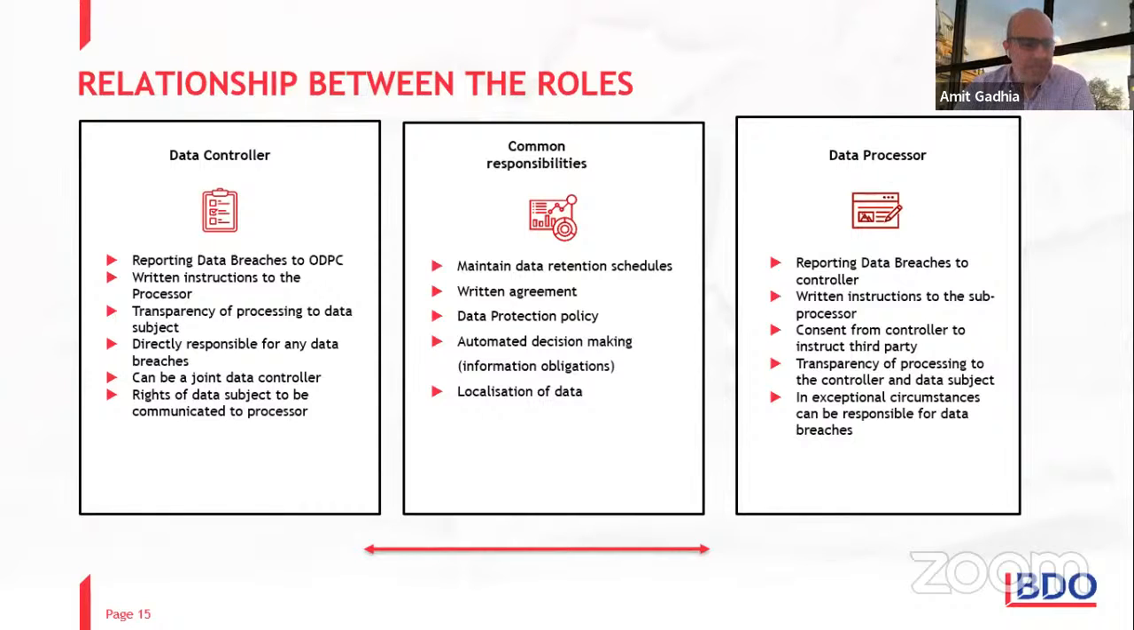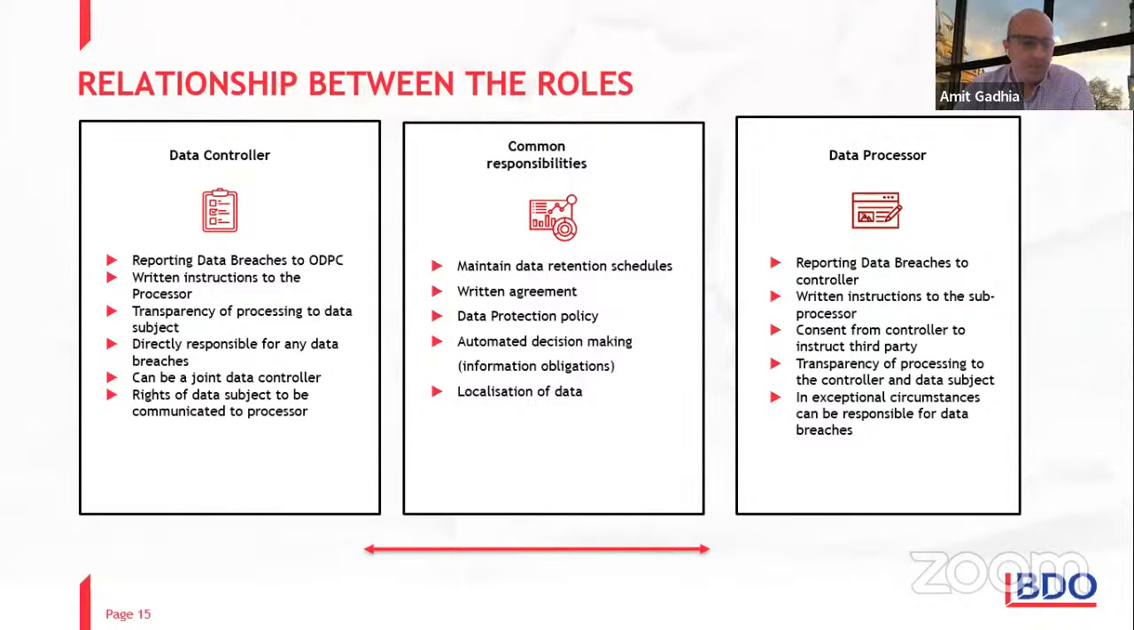Now, some of you must have heard about the case of Schrems 2, which is a European case, and at the moment there is a huge tiff going on between Europe and the US in terms of transferring data from Europe, which is under the GDPR regime, to the US, which does not have a federal data protection law. So at the moment, localization and international data transfers are among the most hotly debated topics, which both controllers and processors have to be aware of.